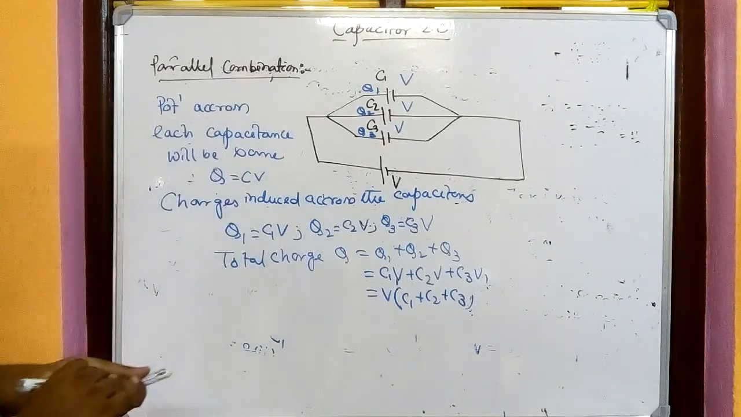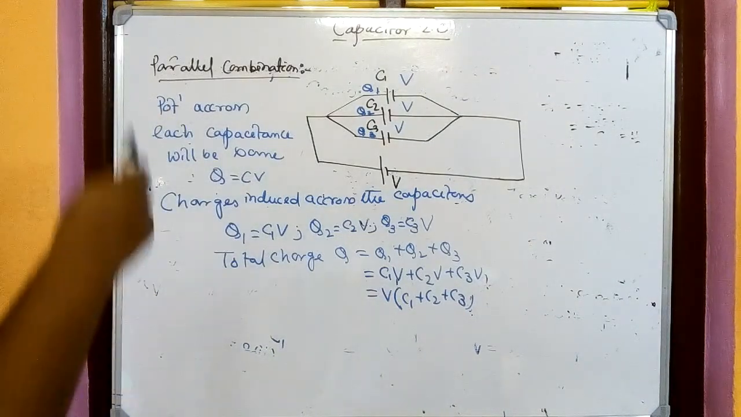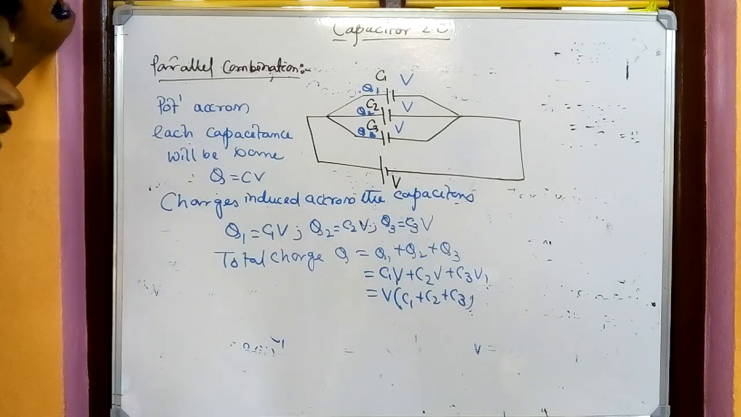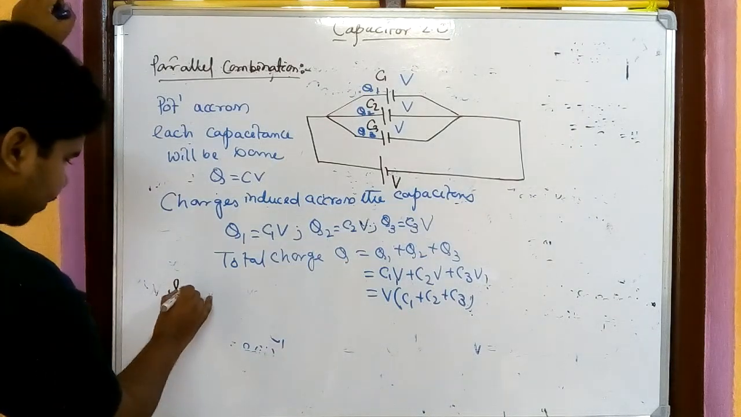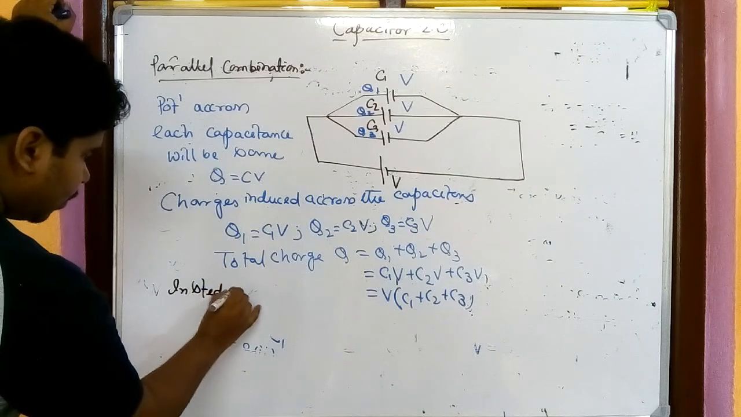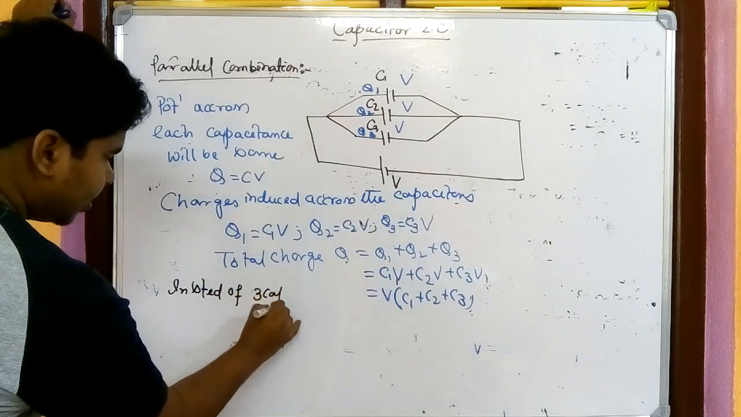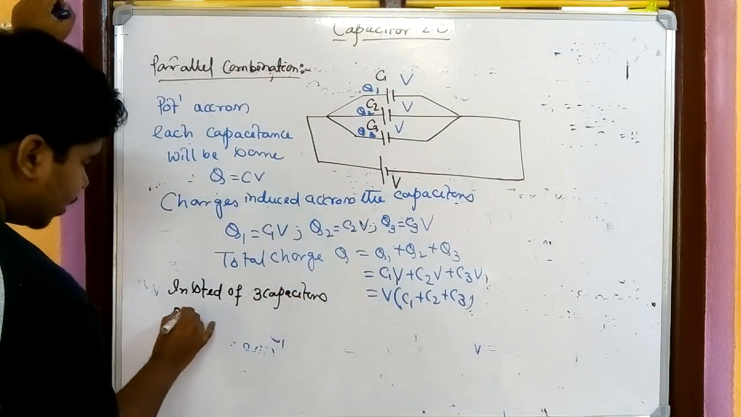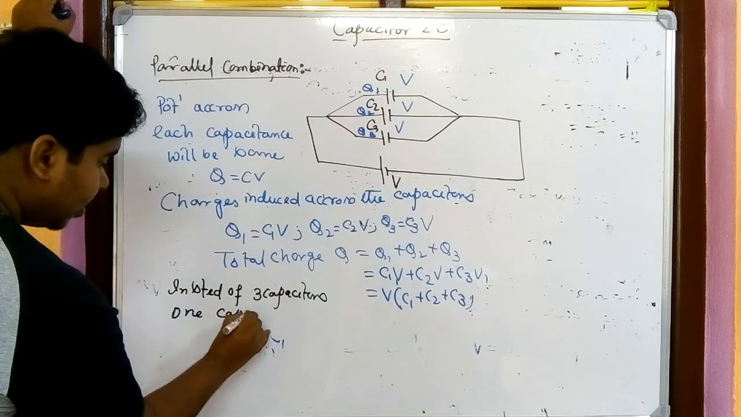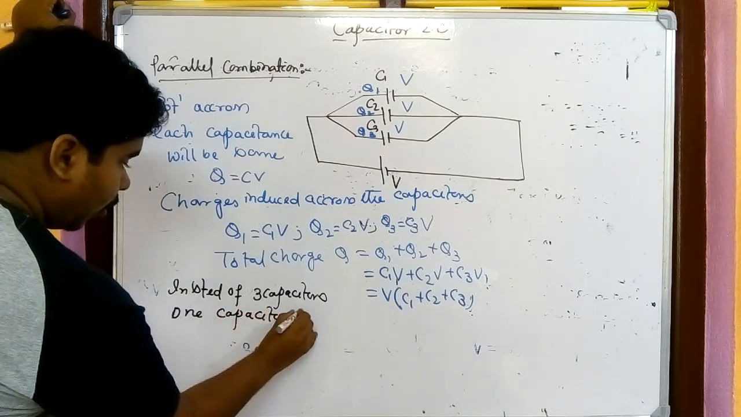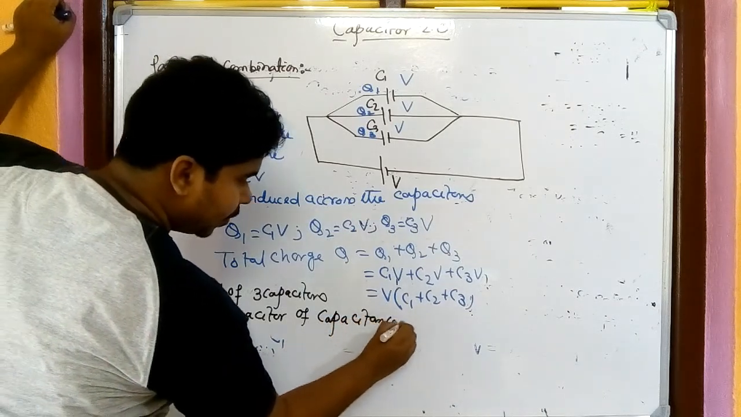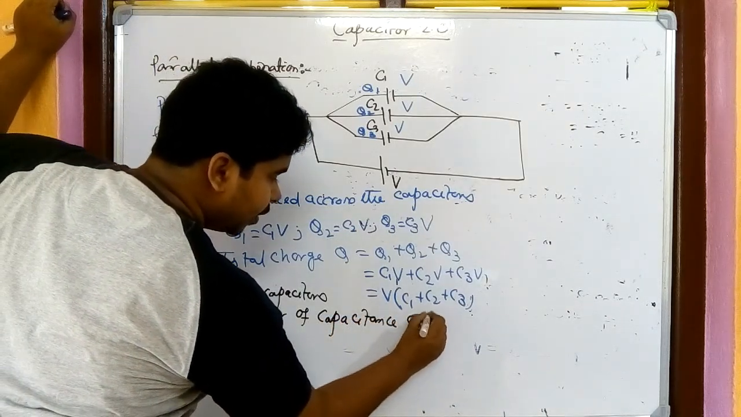Now, instead of taking three capacitors, if we take one capacitor of capacitance CP, so instead of three capacitors, one capacitor of capacitance CP is taken.